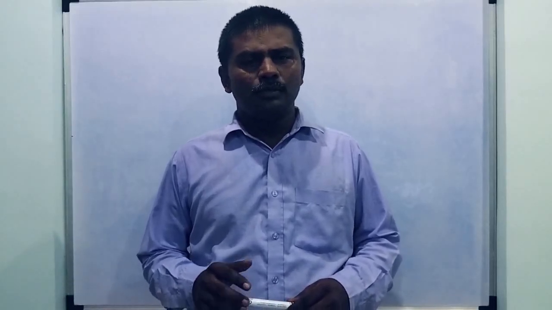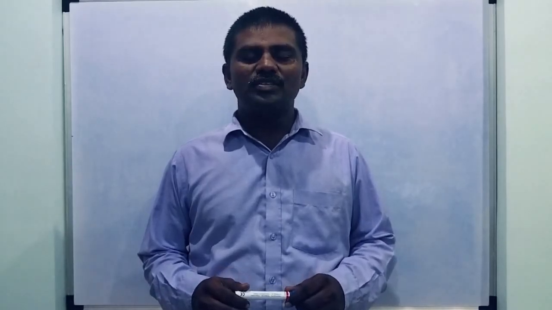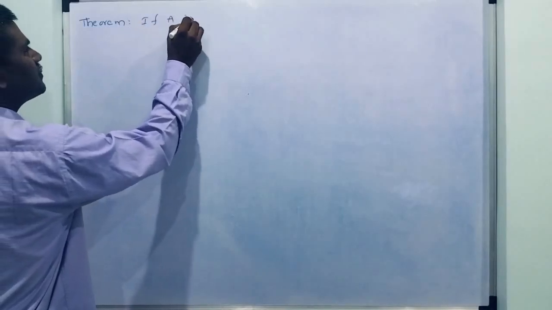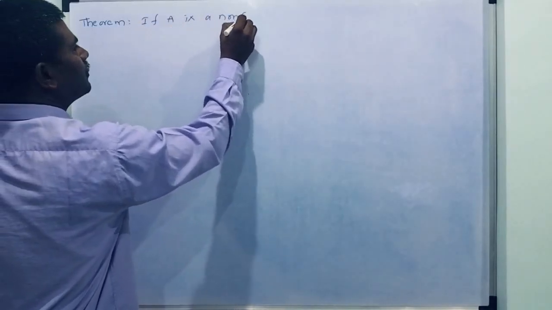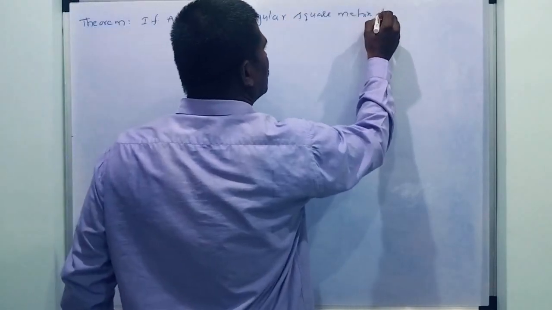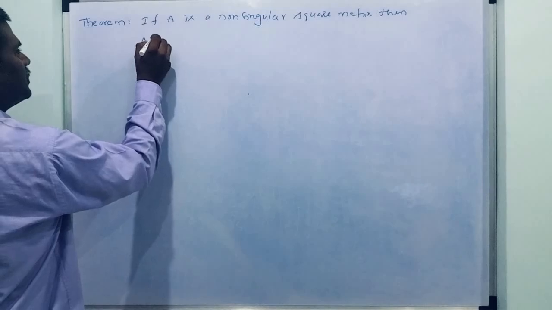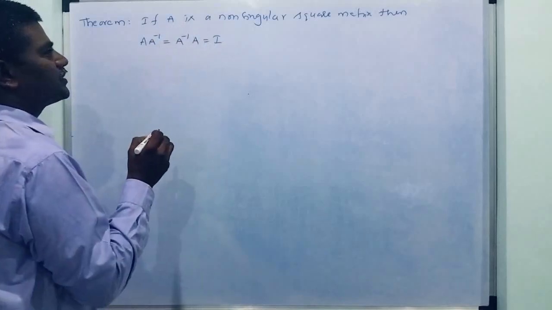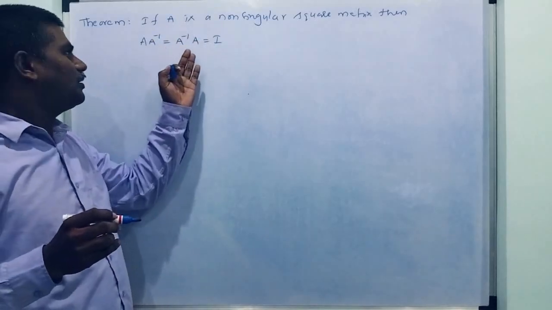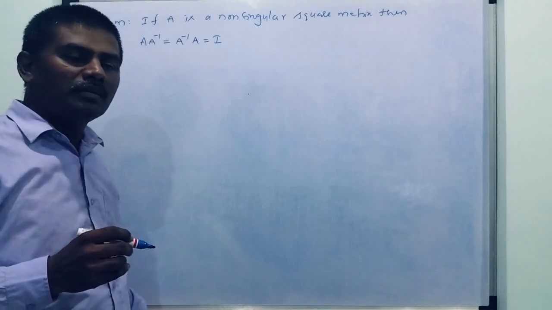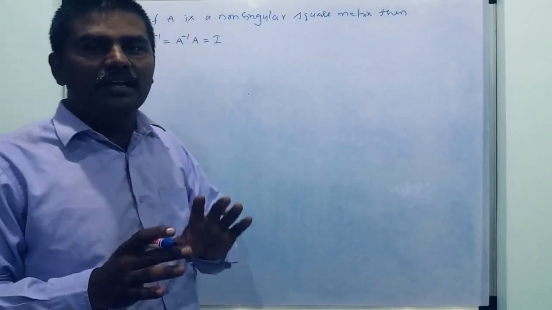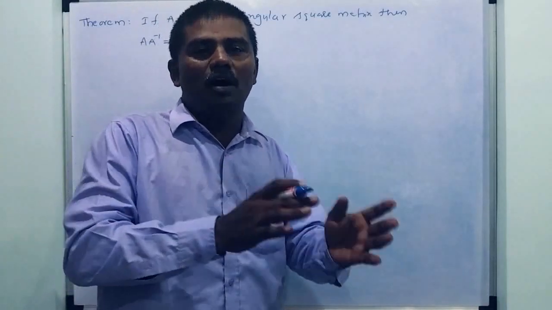Learn every step. Today we will discuss the inverse of a square matrix by using the Gauss Jordan method. We have a theorem that if A is a non-singular square matrix, then A inverse into A is equal to the identity matrix. If A is a matrix of order n, then your identity matrix will have order n. This is the concept behind finding the inverse of A by using the Gauss Jordan method.